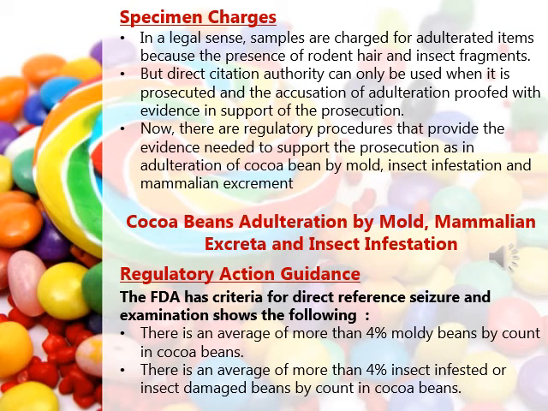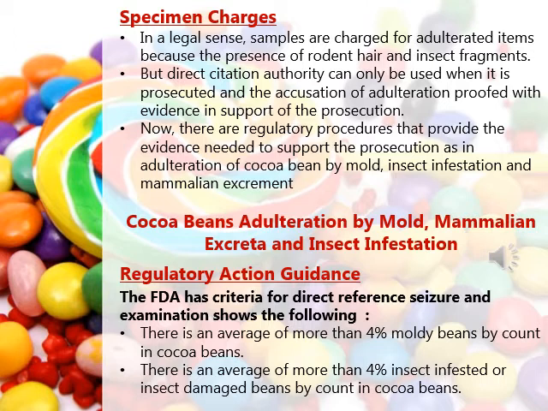Specimen charges. In a legal sense, samples are charged for adulterated items because of the presence of rodent hair and insect fragments. But direct citation authority can only be used when it is prosecuted and the accusation of adulteration is proved with evidence in support of the prosecution. Now, there are regulatory procedures that provide the evidence needed to support the prosecution, as in adulteration of cocoa bean by mold, insect infestation, and mammalian excrement.